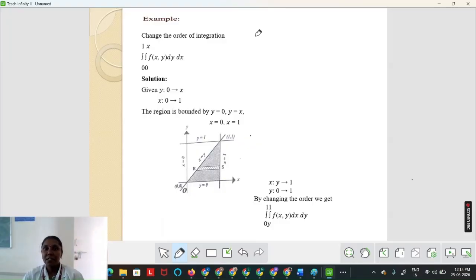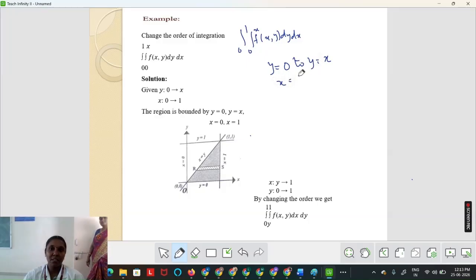For example, change the order of integration: integral 0 to 1, integral 0 to x, f of x comma y, dy dx. Solution: given the limits y equal to 0 to y equal to x, and x equal to 0 to x equal to 1.